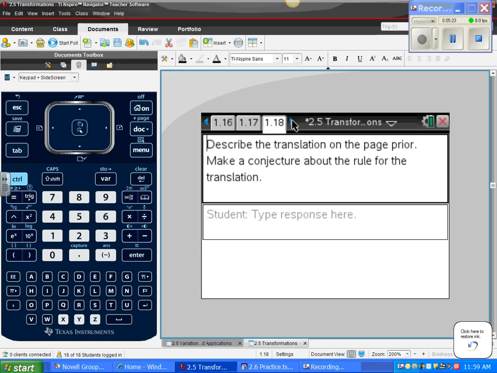So describe the translation on the page prior and make a conjecture about the rule for the translation. Remember, conjecture is just a fancy way of saying guess what's going on. Make an educated decision or an educated guess on how this is affecting the graph.